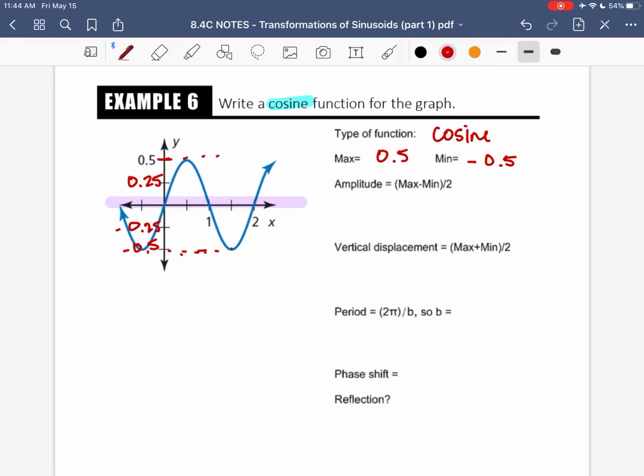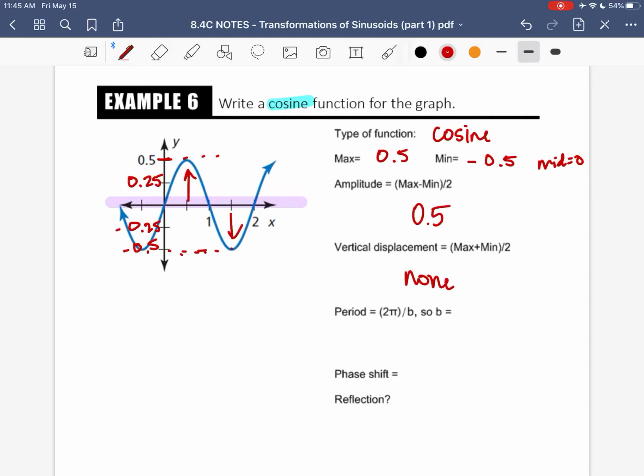That means our midline, you can see right there, is still just 0. So mid is 0. So our amplitude, max minus the min over 2, or you can just say how far up and down, how far are we wiggling up and down from that midline? Well, we're going up and down 0.5.